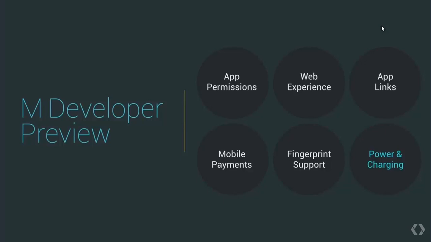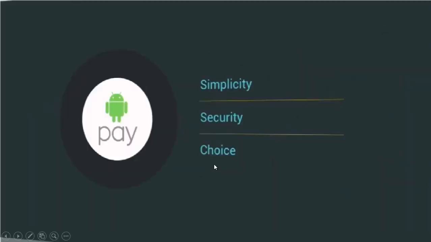App permissions, web experience and app links are just some refinements they have done. Something new we can look out for is mobile payments, fingerprint support and power and charging. These three have undergone some drastic changes, and these are the technologies we need to look out for. Through mobile payments, they have introduced something called Android Pay.